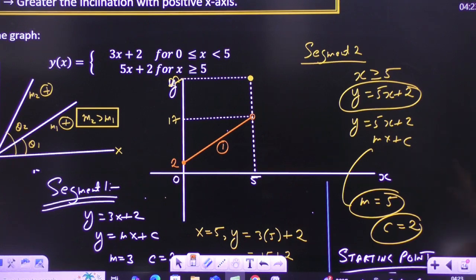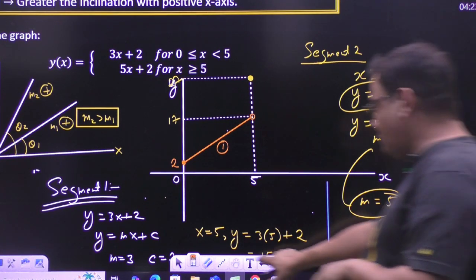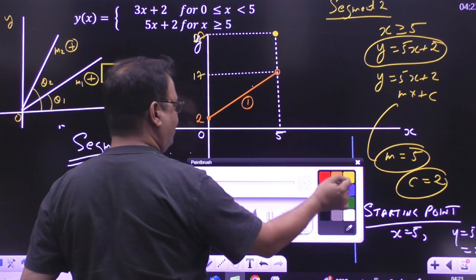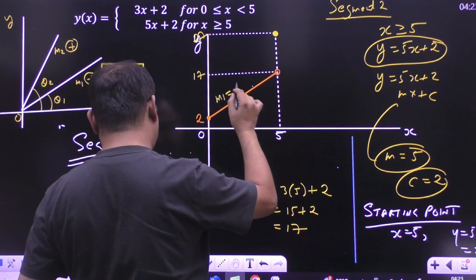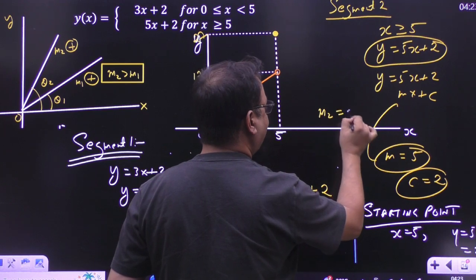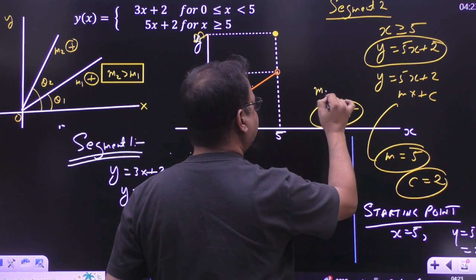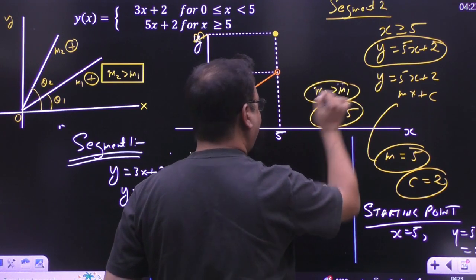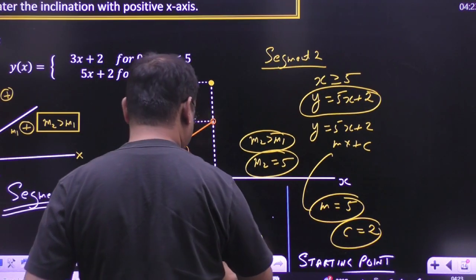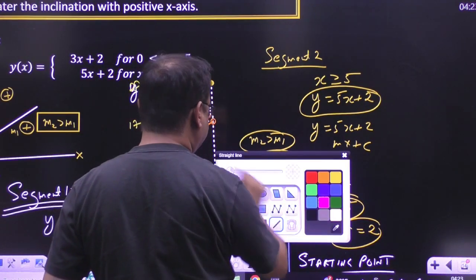Both graphs have a positive slope, so both are going up. The slope of graph 1 was how much? 3. And the slope of graph 2 is how much? 5. So clearly you can see the slope of graph 2 is greater than the slope of graph 1. So your second graph will have more inclination with the positive x-axis.